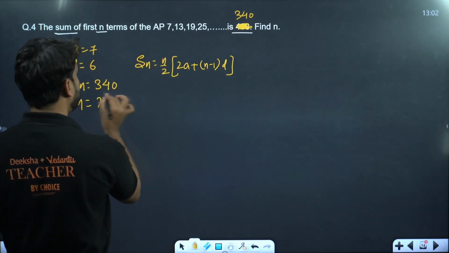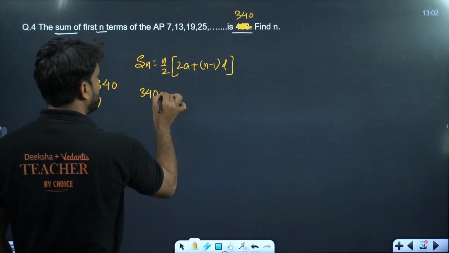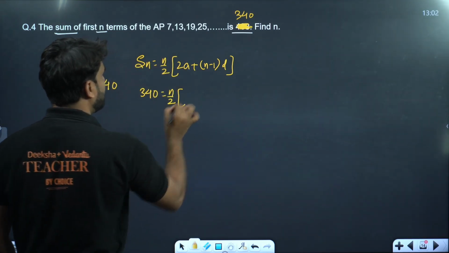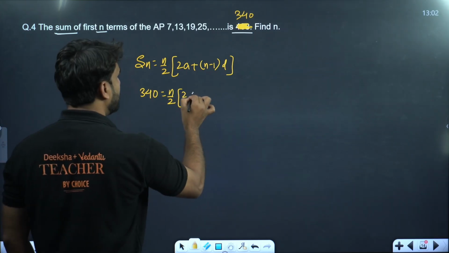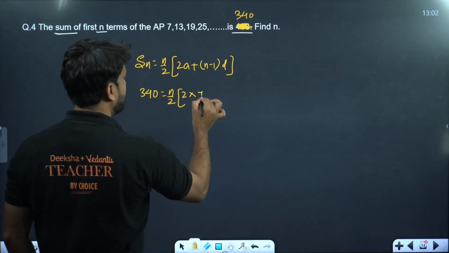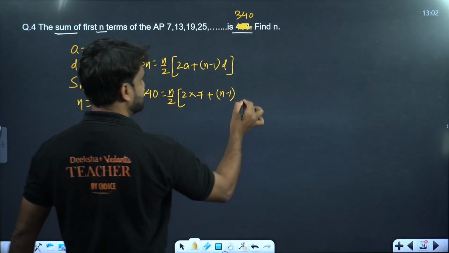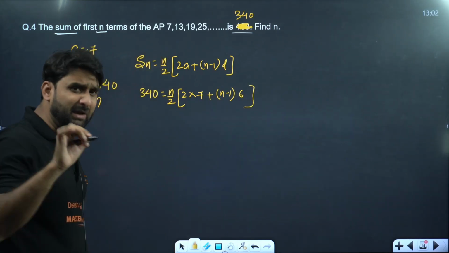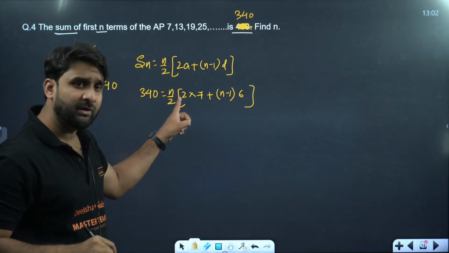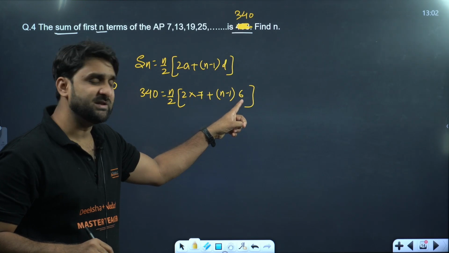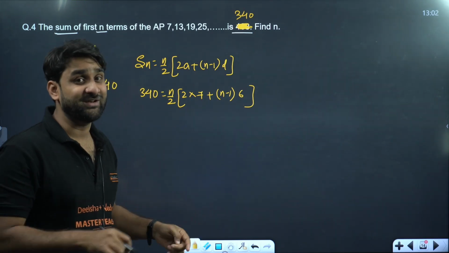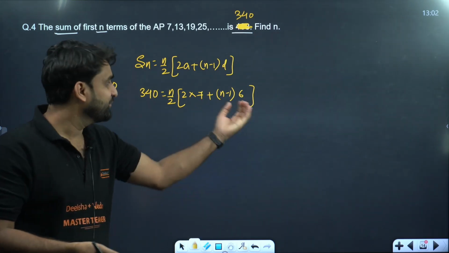So Sn we have is 340, equal to n. We don't know n, so we can keep it as it is. 2a is what? a is 7, plus n minus 1, n is unknown, and d we have is 6, so we can write here 6. My dear, 2 is present here, and 2 is also present in 6. We can write 6 as 2 into 3, so 2 is there, so we can take common.